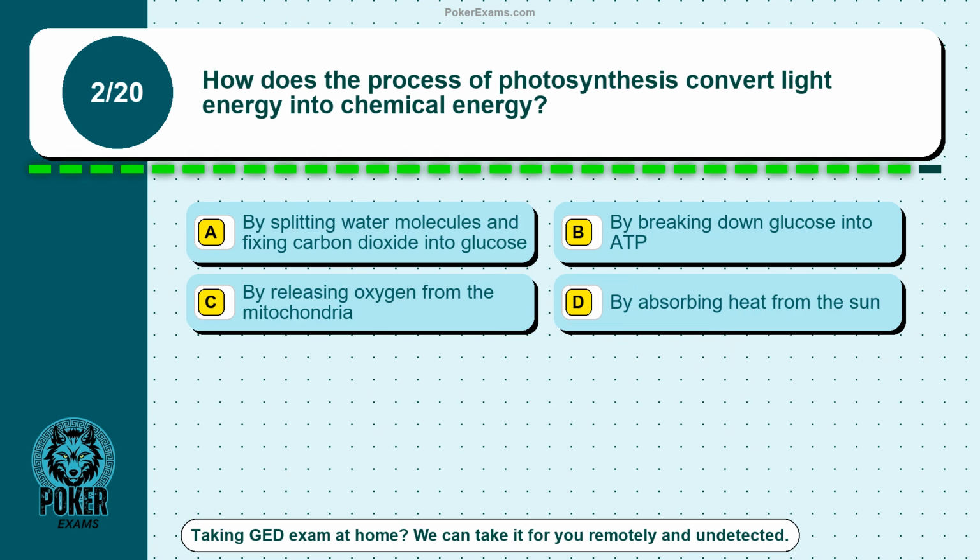Question 2. How does the process of photosynthesis convert light energy into chemical energy? Option A. By splitting water molecules and fixing carbon dioxide into glucose. Option B. By breaking down glucose into ADP. Option C. By releasing oxygen from the mitochondria. Option D. By absorbing heat from the sun.